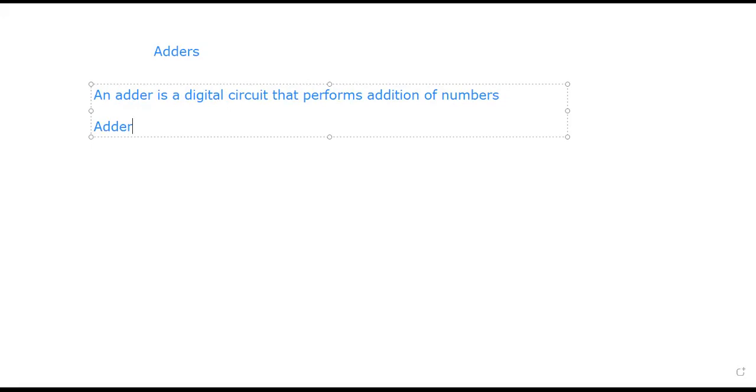If you ask where the adder is used, adders are embedded in the arithmetic logic unit, the ALU. So this is the basic definition of an adder. Then there are two types, as I mentioned before: one is the half adder, and the other one is the full adder. Today we are going to discuss the half adder.